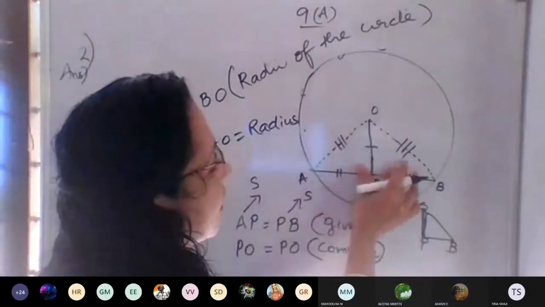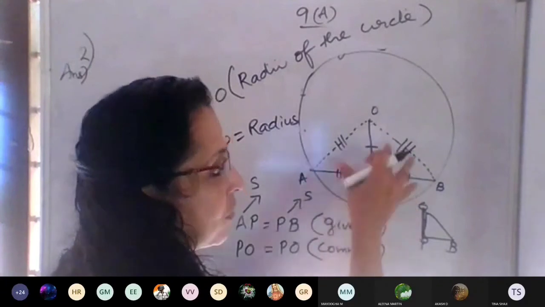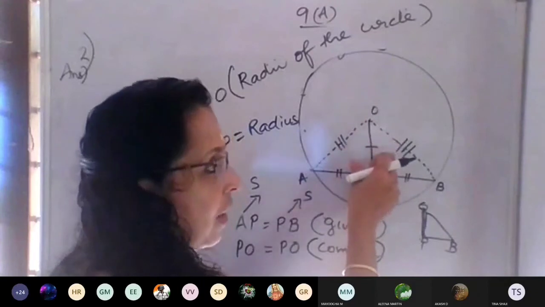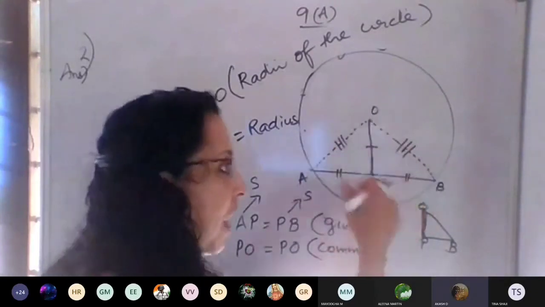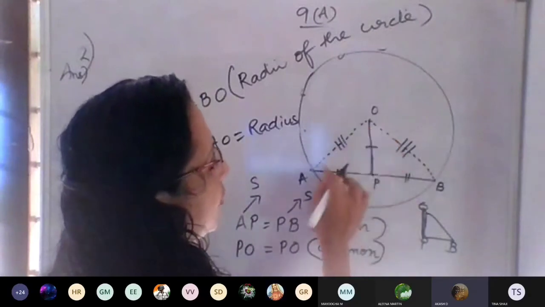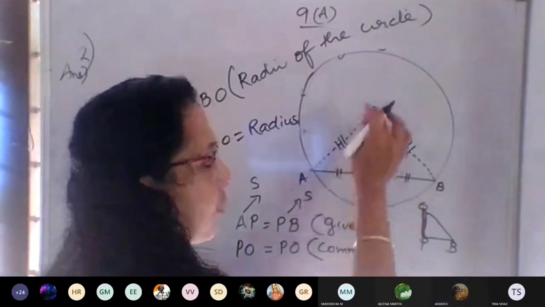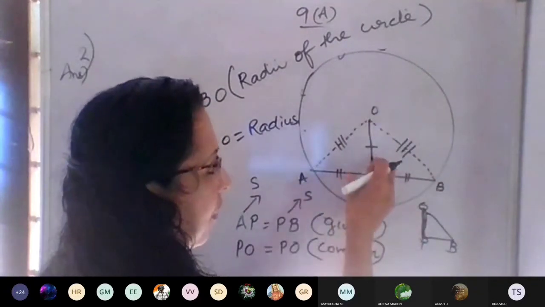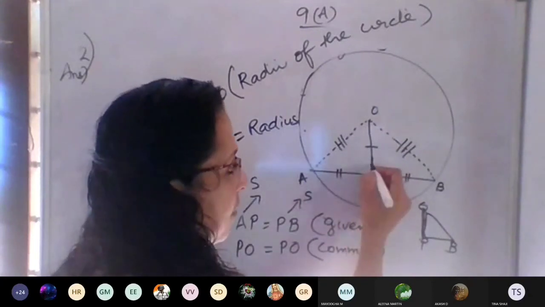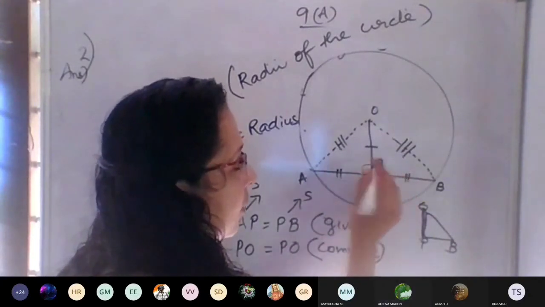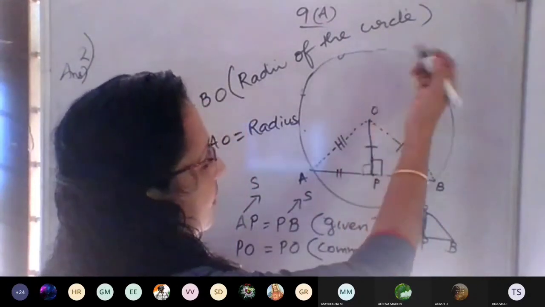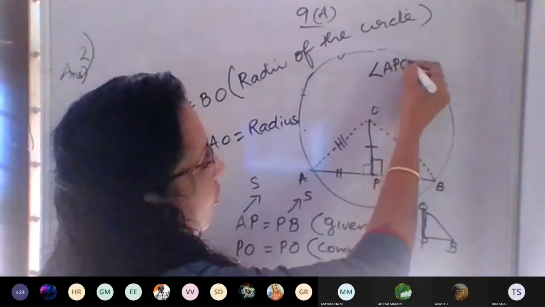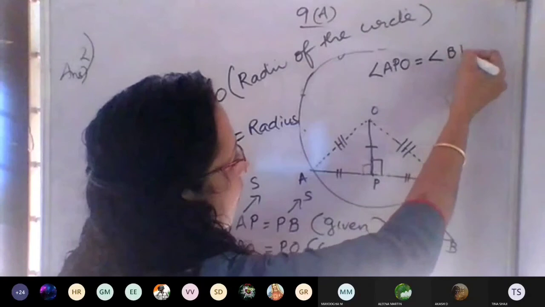That means if 2 triangles are congruent, all the sides are equal. Using SSS, we proved these 3 sides are equal. So all the other angles will also be equal. Angle A will be equal to angle B. Angle O is equal to angle O. We have to think about which angle we need, P. Next step will be angle APO is equal to angle BPO.